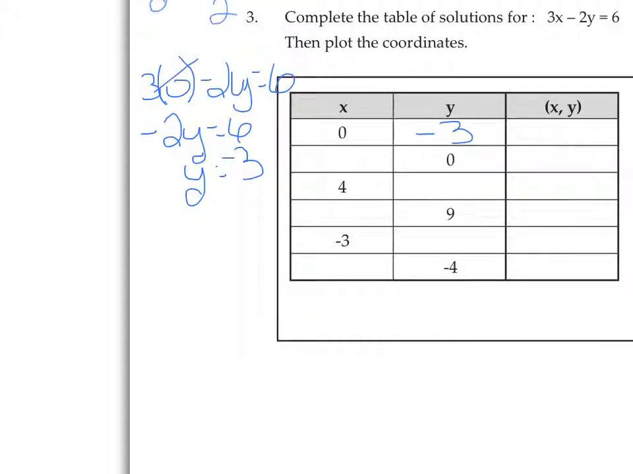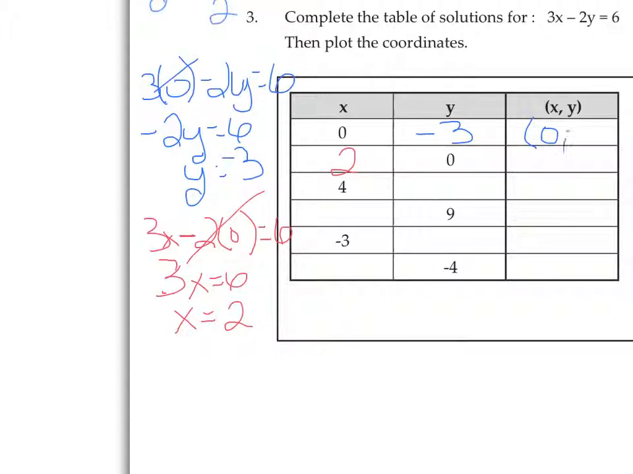And we'll do it again with y equals 0 this time. So we're going to this one, which is y equals 0, so this time we'll plug the 0 in for y. So 3x minus 2 times 0 equals 6. And again, 2 times 0 is 0. So we just have 3x equals 6, so x equals 2. So we already have two ordered pairs. We have (0, -3), and we have (2, 0).